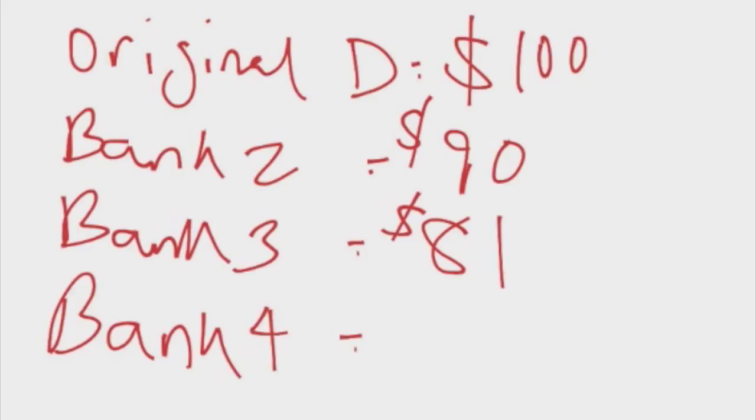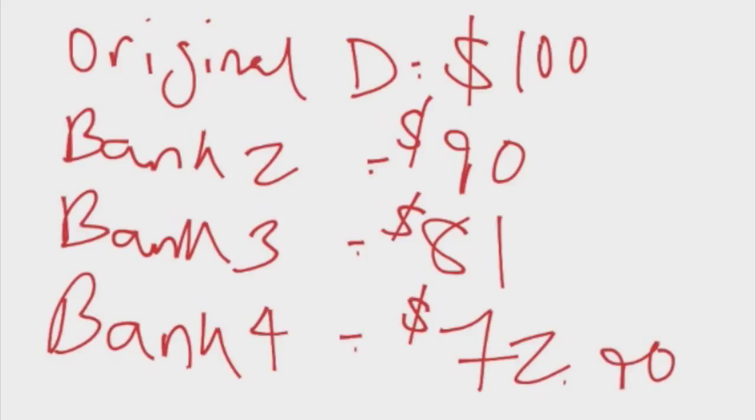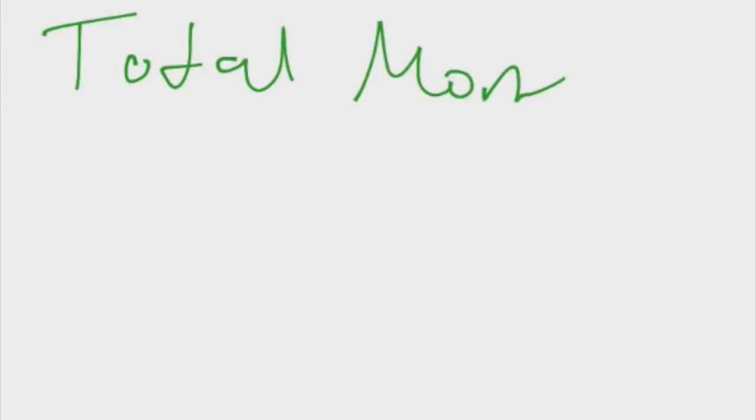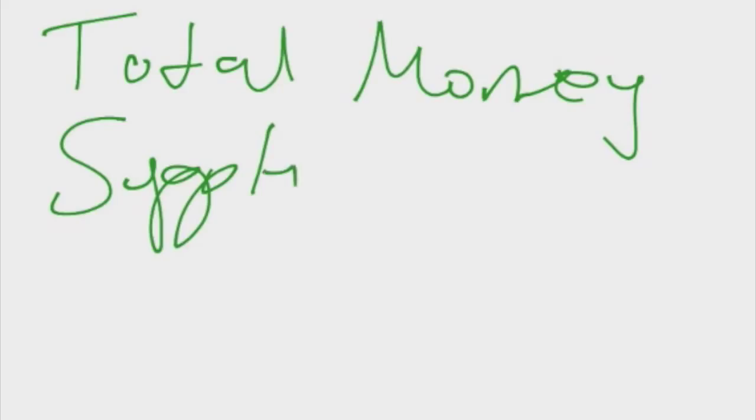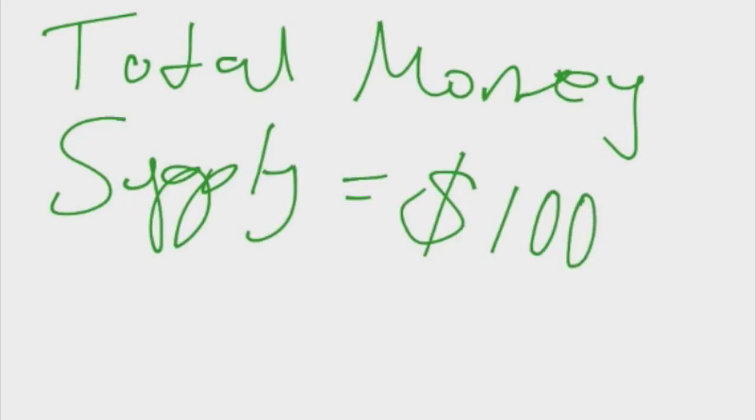With the money multiplier, basically it's 1 divided by the percentage of reserve, which in this case was 10%. So 1 divided by 10% is 10, and you multiply that by the initial deposit, which was 100. So the total injected into the money supply is $1,000.